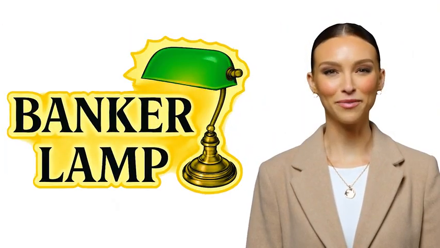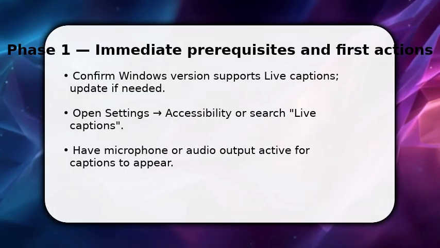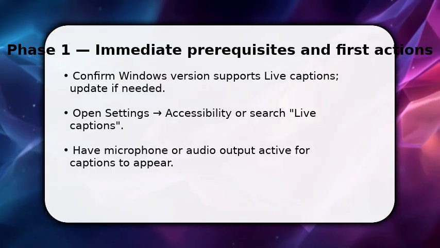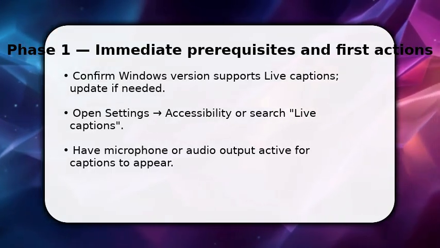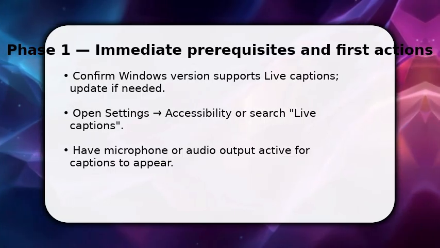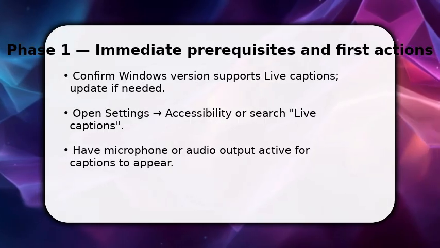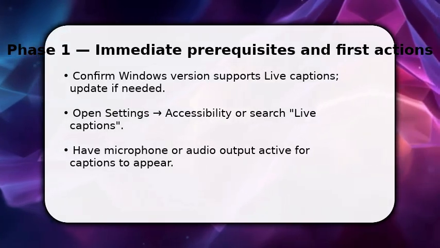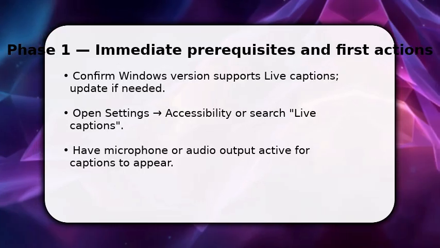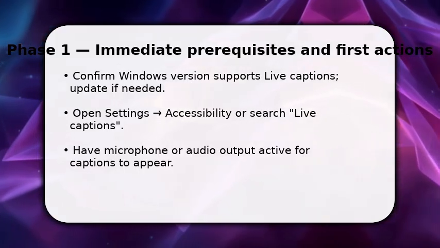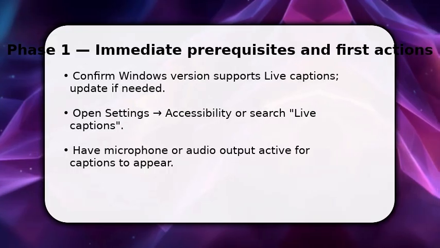Please enjoy the video. You begin by checking the feature is available on your PC. Some builds show live captions only after updates. Once done, press Start and type Live Captions or open Settings, right arrow, Accessibility. This takes you directly to the control. You do not need admin rights, but make sure any caption overlay is visible on screen.